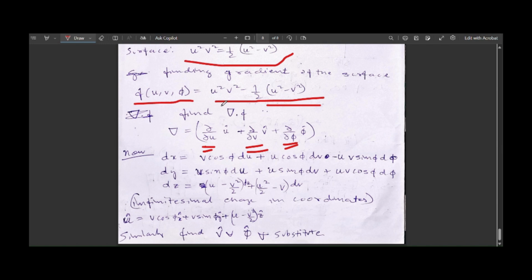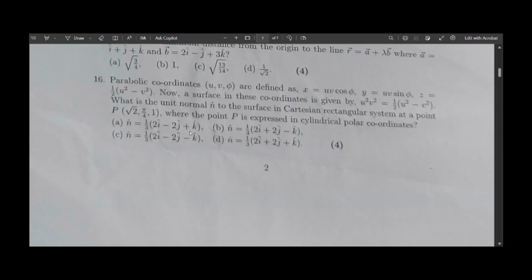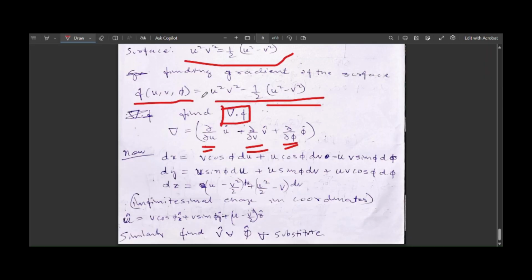From this you will find this term, which will consist of expressions in terms of û, v̂ and φ̂. You have to convert it to dx, dy and dz, and then x̂, ŷ and ẑ, because the question asks to express it in the Cartesian rectangular system at a point given in cylindrical coordinates. In the options you are given in terms of i, j and k, so you have to convert it in terms of i, j and k.